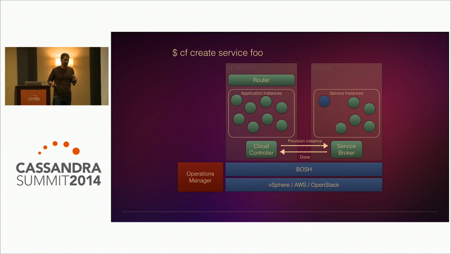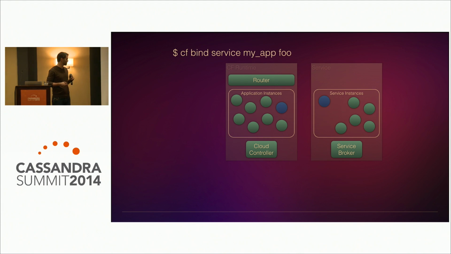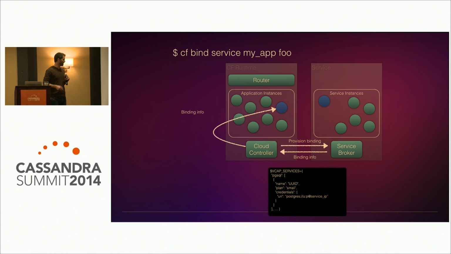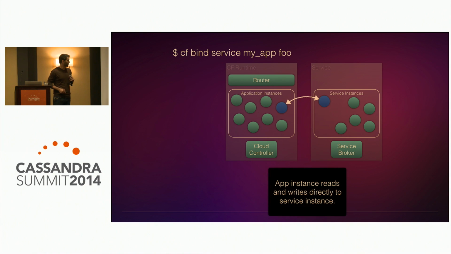Now, it's just sitting out there. There's nothing talking to it. You can bind it to an application. So the application developer says, bind the service to my app. The blue dot on the left is the application, blue dot on the right is the service instance. So when he says bind it, it provisions a binding. The binding gets returned as basically an environment variable that is exposed to the application instance, right? From that point forward, all communication goes directly from the application instance to the service instance directly. We don't get in the way, right?